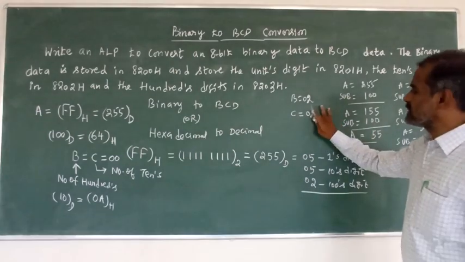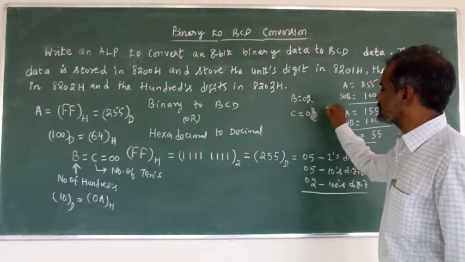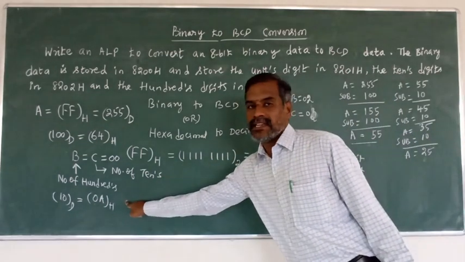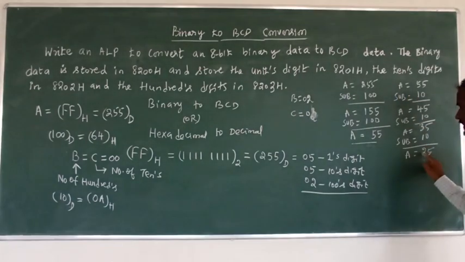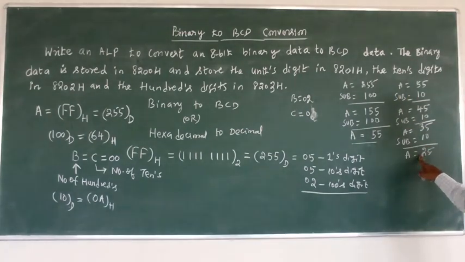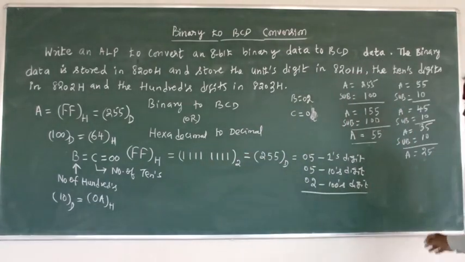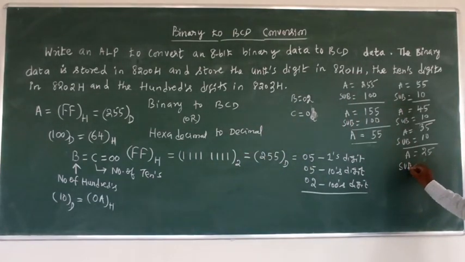Now increment the C register content a single time. Now C equals 03. Again compare the accumulator with 10. Again here the carry flag will be reset. Reset means the accumulator is larger than 10. Now again subtract 10. After subtraction the accumulator result is 15.